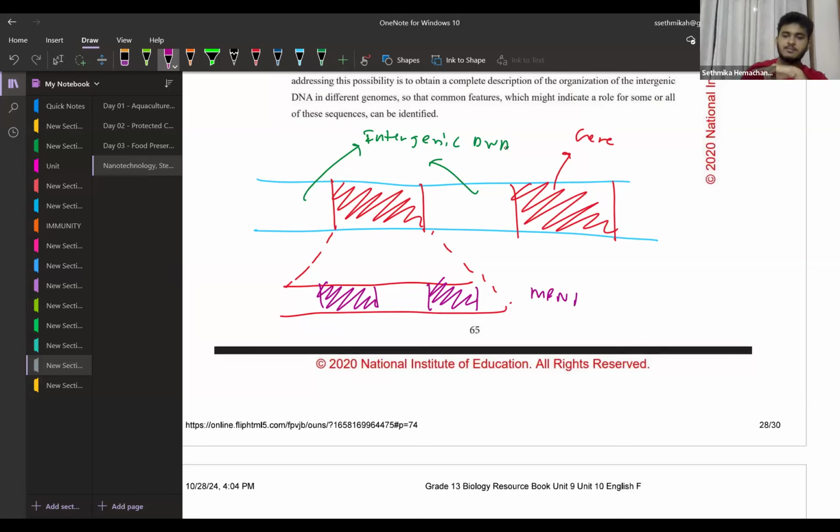So this is the mRNA molecule. Okay, this is the mRNA molecule, and within the mRNA molecule you have two more regions, right? The regions which are translated into proteins are called what? The regions which are translated into proteins are called what?